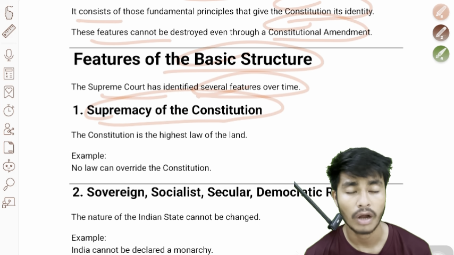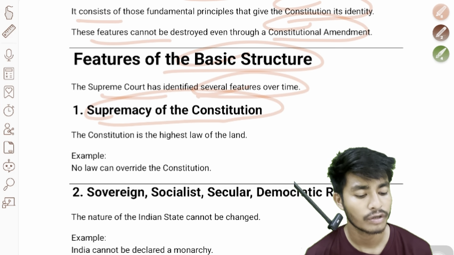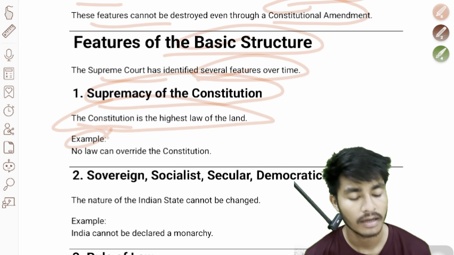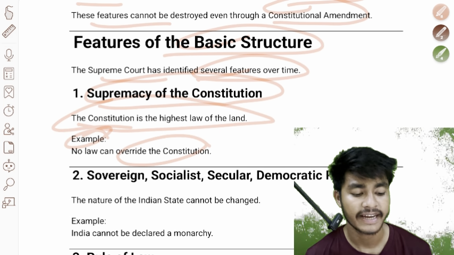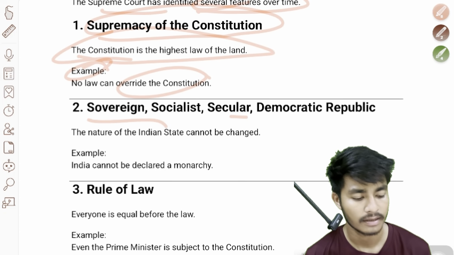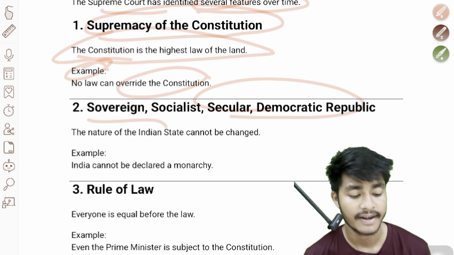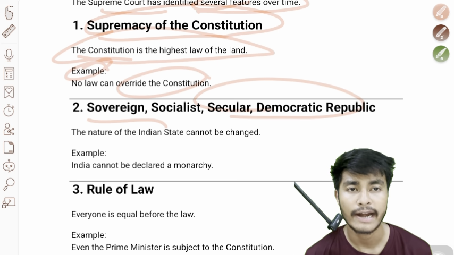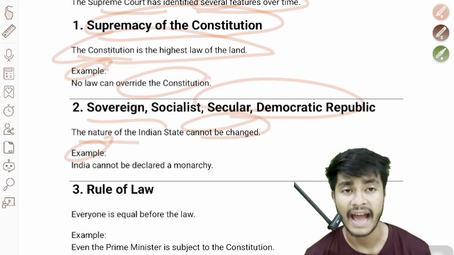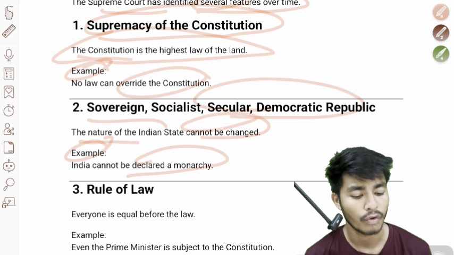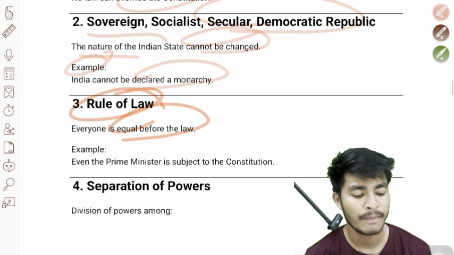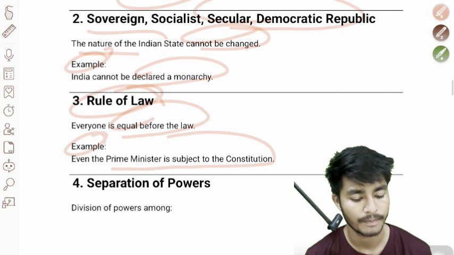First, supremacy of our constitution. The constitution is the highest law of the land. Example: no law can override the constitution. The second one is the sovereign socialist secular democratic republic. This nature of the Indian state cannot be changed. Example: India cannot be declared a monarchy. Third, rule of law: everyone is equal before the law. Example: even the Prime Minister is subject to the constitution.